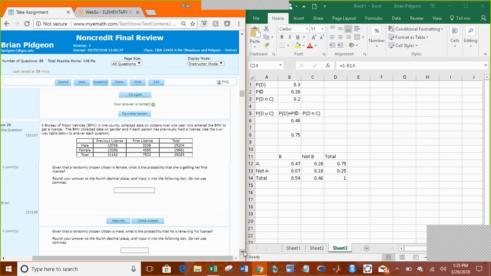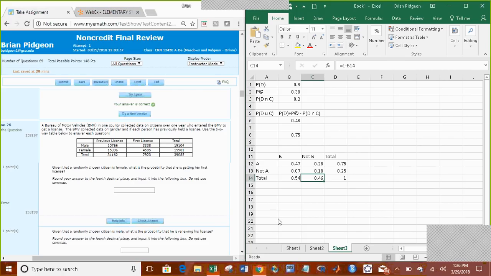Alright, a Bureau of Motor Vehicles, BMV, in one county collected data on citizens over 1 year who entered the BMV to get a license. Given that a randomly chosen citizen is female, what is the probability of getting her first license?